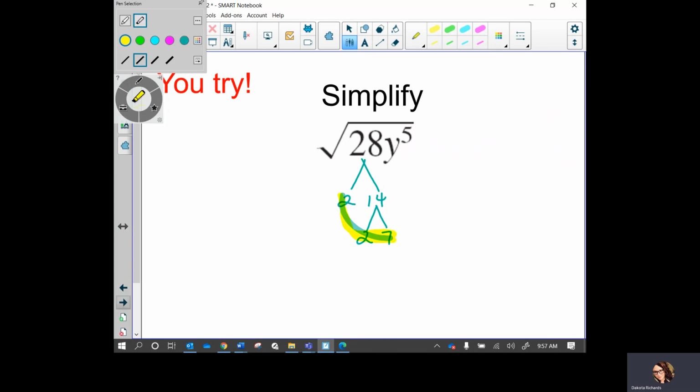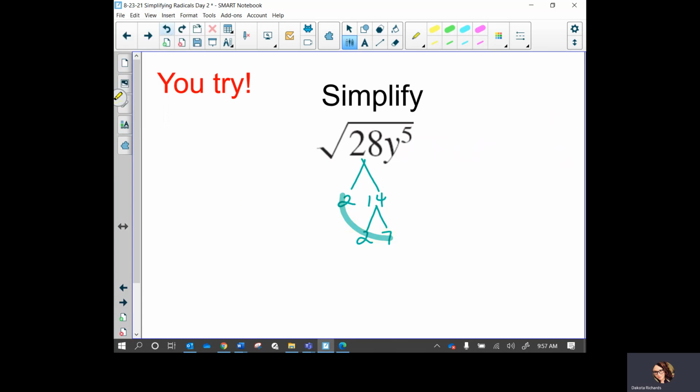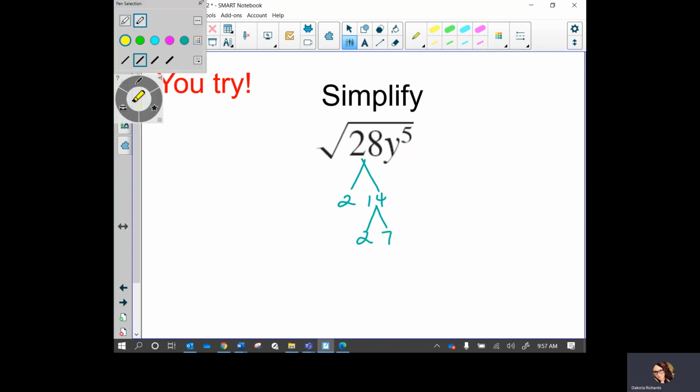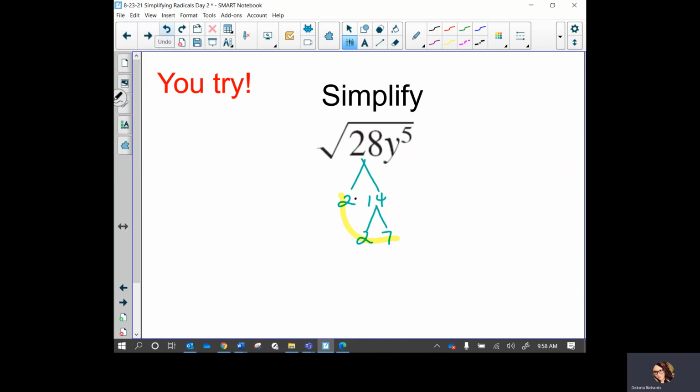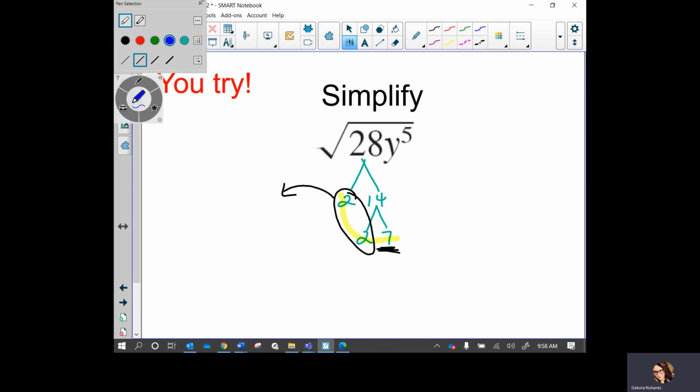We have a pair of 2's and a 7. Okay, let me go back. So when we have this, that 2 comes together and 1 comes outside the radical. Single Pringle is your 7. So y to the 5th, square root y to the 5th.